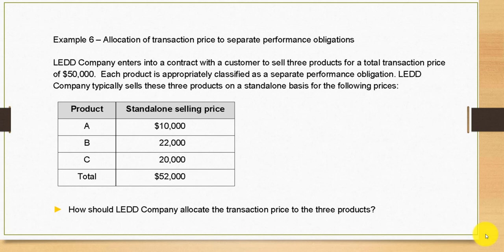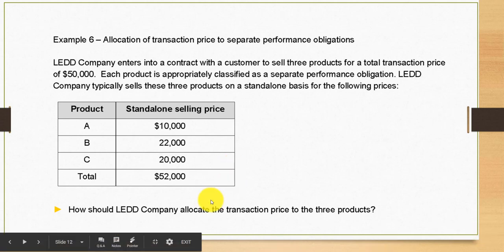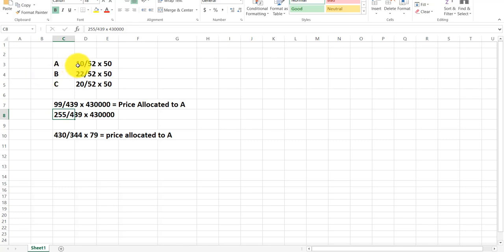Separately, we sell them for 10, 22, 20 for a total of 52. So how do we allocate the 50 amongst the 3 products? Well, it's pretty easy. We just use a proportion. We just take the 10 divided by the total 52 for product A and multiply it by the 50. And for B, we take the 22, its standalone price, divided by 52 times 50, and so forth.